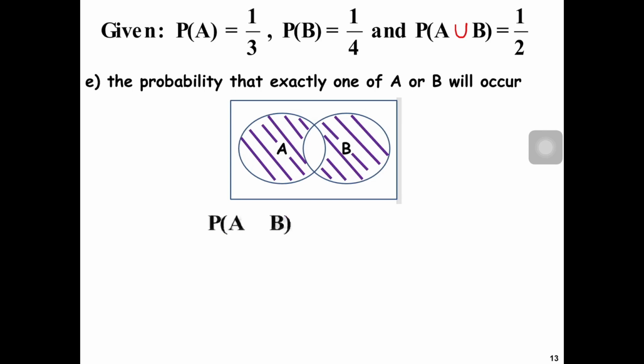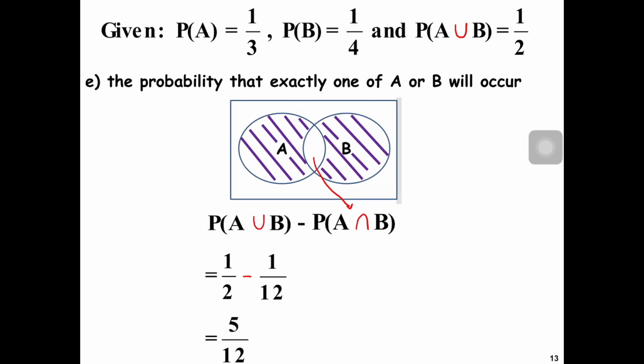So from the diagram, to get the shaded region, we take probability A union B minus probability A intersect B, because this is the value for the intersection. Substitute the value from the information, probability A union B equals 1/2, and previously from part A, we know that probability A and B equals 1/12. Minus it up, calculate it, and you will get 5/12.